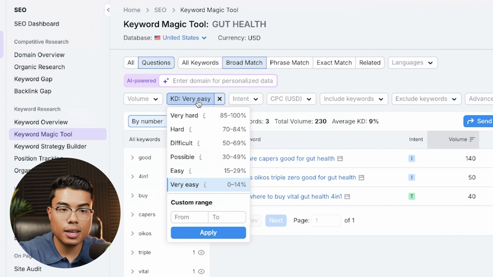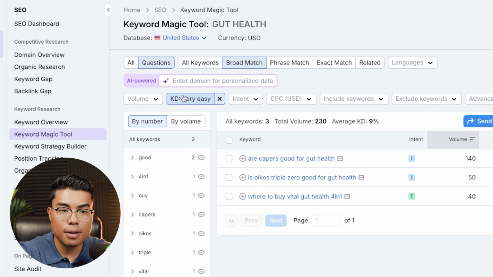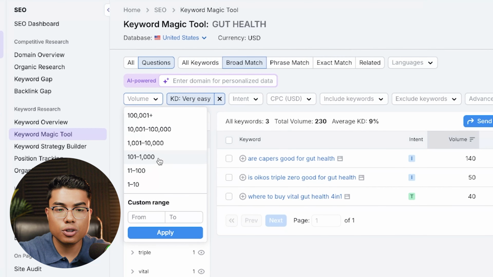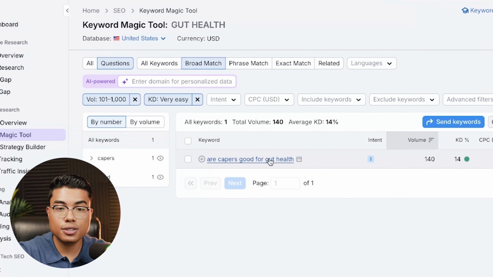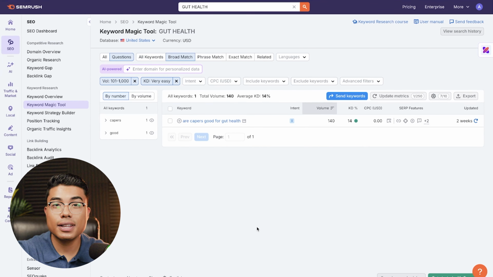You can also combine multiple filters to get even better results. For example, we'll put keyword difficulty very easy. We'll put questions, and then we'll go ahead and put search volume at around 101 to 1000. As you can see, it narrowed it down really well. It's just one keyword question right here. Are capers good for gut health? So with just a few clicks, you narrowed it down to keywords that are easy to rank for and that people are actively searching for.